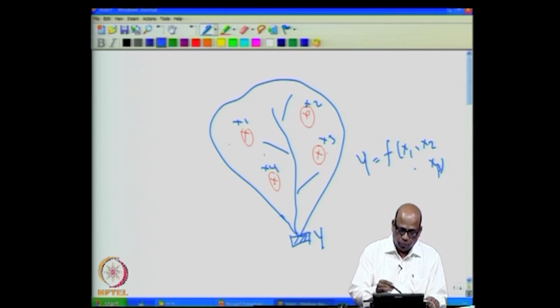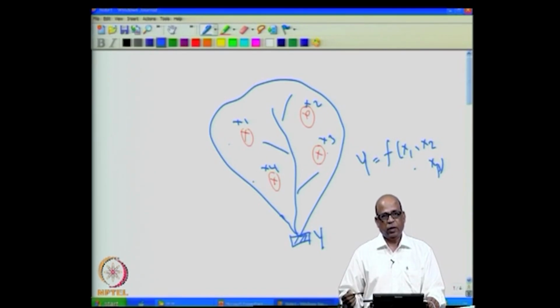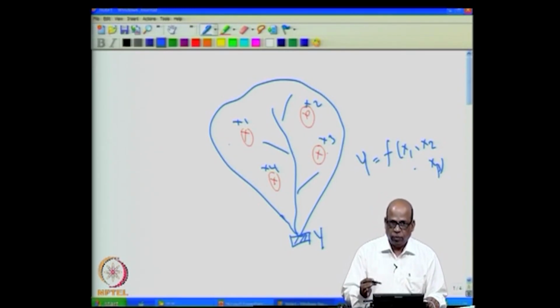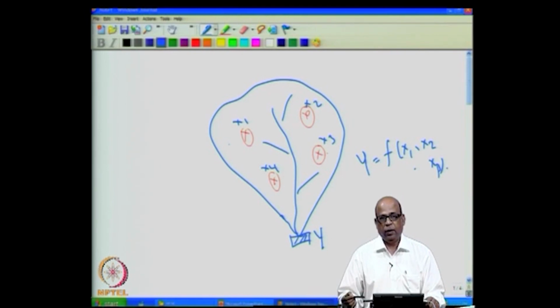You have concurrent observed values on rainfall at this location, which gives x 1, rainfall at this location, which gives x 2 and so on. For all the p variables, for all the p sites, you have the rainfall values observed concurrently with the runoff values. Now, we want to fit a regression equation of the type y is equal to f of x 1, x 2, etcetera, x p. We will use the principal component analysis and then fit this regression equation.